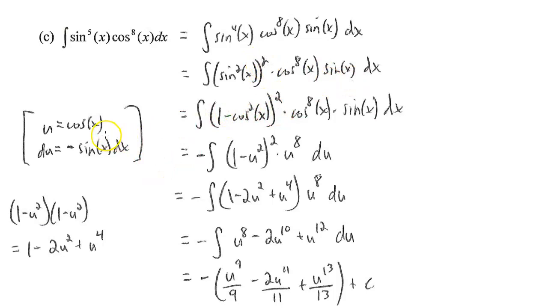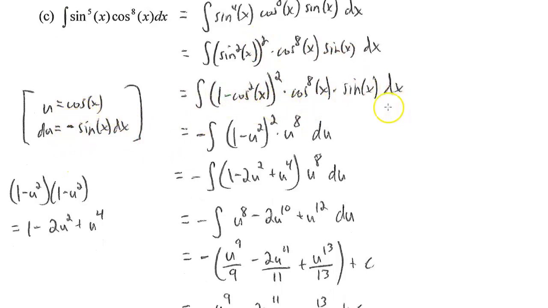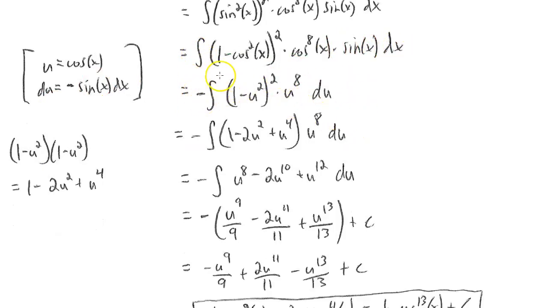So suppose we've done this. Let's do our u substitution. u is cosine, du is minus sine x dx. And we get 1 minus u squared, squared, times u to the 8th du. But notice we have a negative because the du ended up being negative, so we need to put in a negative out front. Okay, so how would we integrate 1 minus u squared, squared, times u to the 8th?